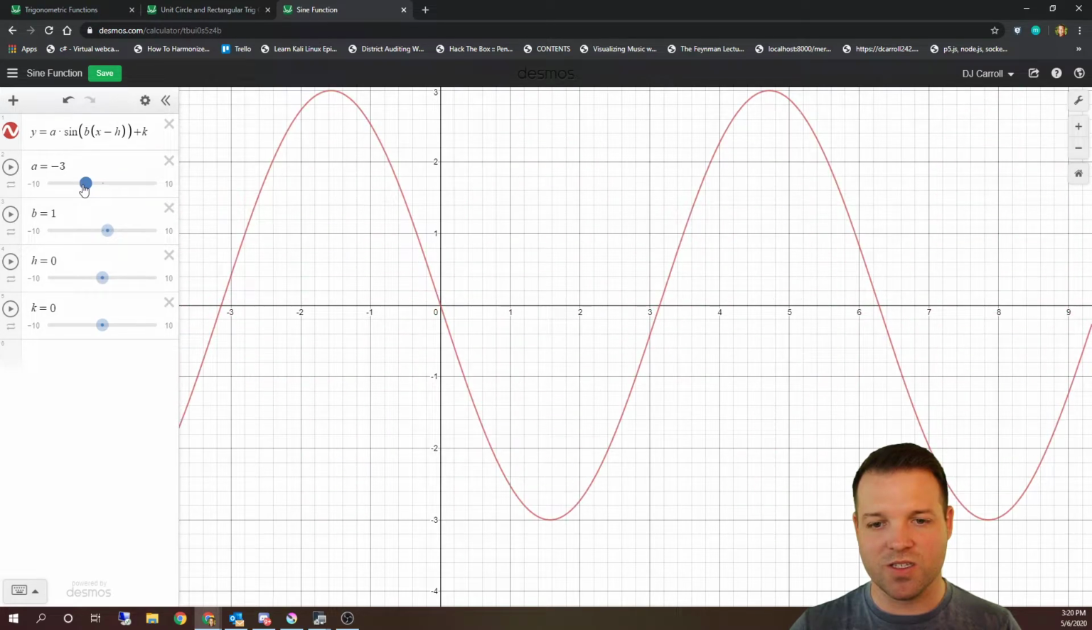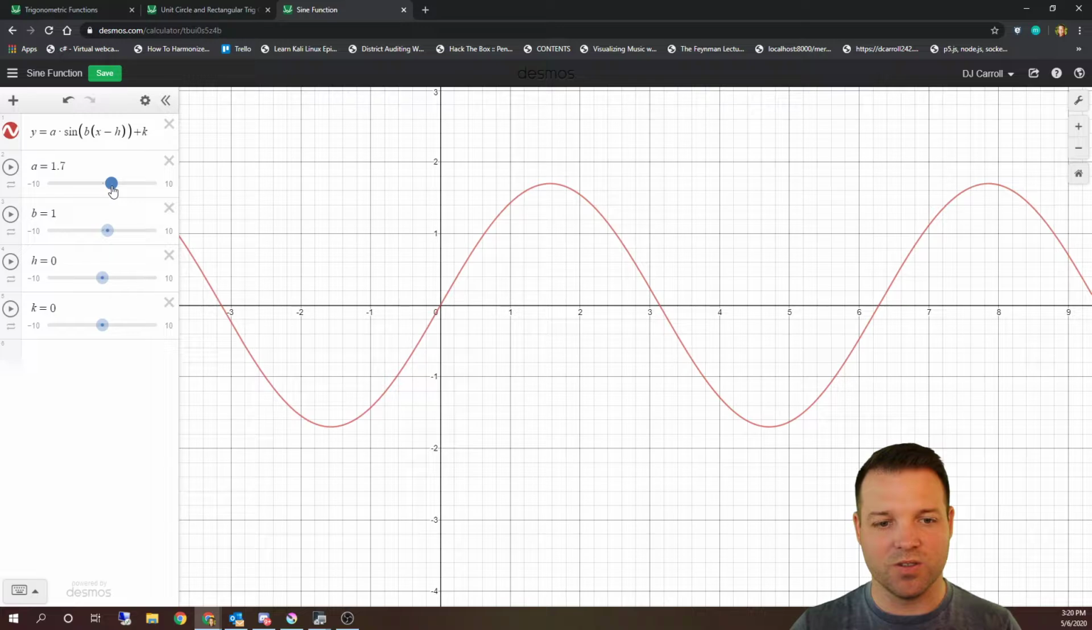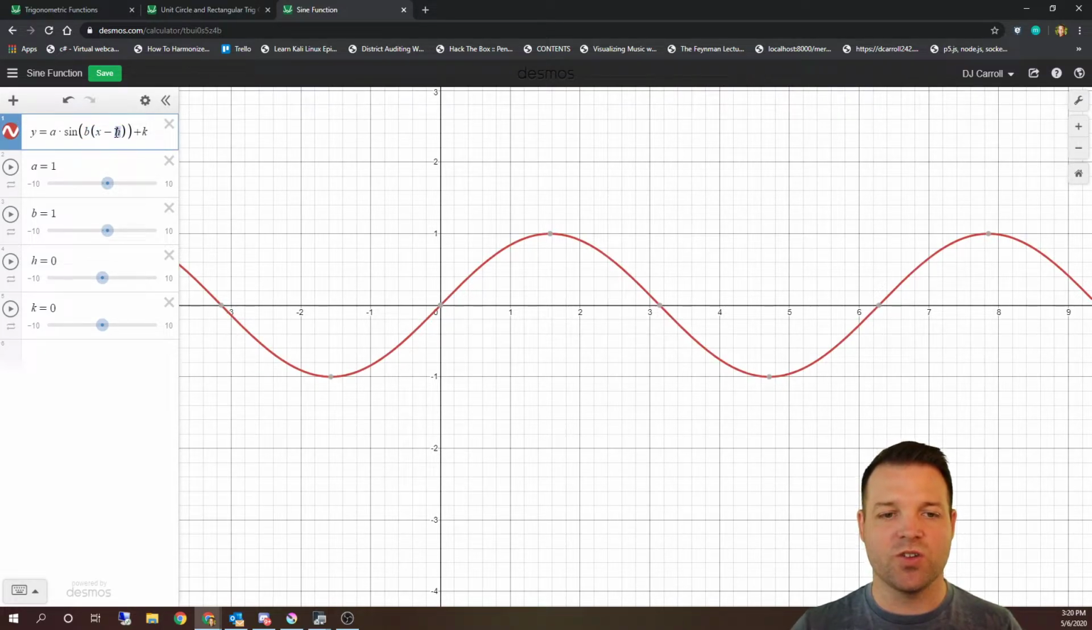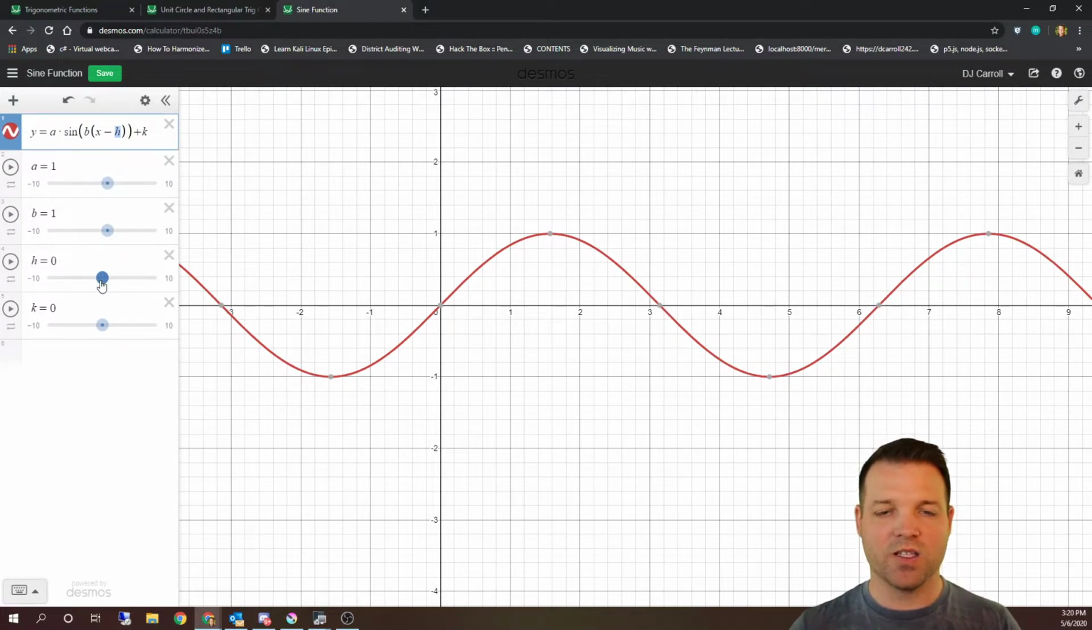Okay, it just changes the max and mins of this, or what we would call the amplitude. All right, let me reset the A to 1. Next up is going to be the inside. So let's talk about these. The H is the same thing that you guys are used to, which is going to be a horizontal shift left and right. It's always going to be the opposite.